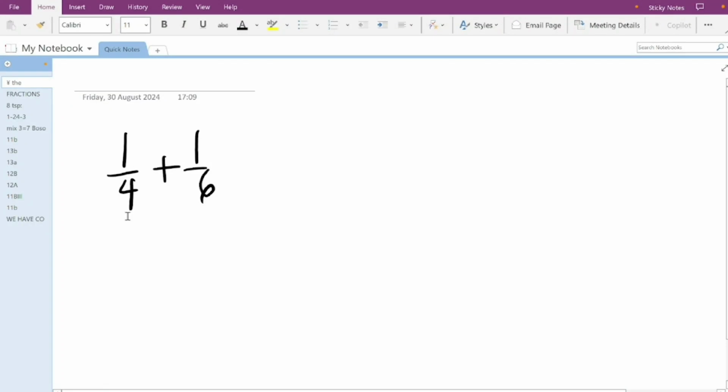We have this fraction 1 over 4 plus 1 over 6. We have to add them together. I know I've seen that when students have this kind of question, all they do is just 4 times 6, that's 24. The LCM is not 24.